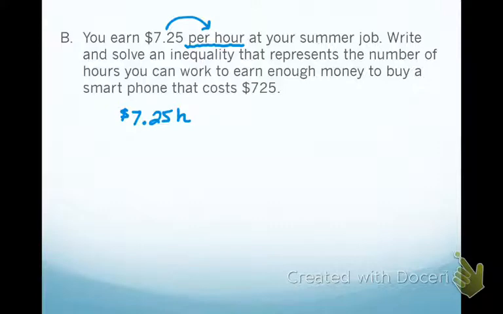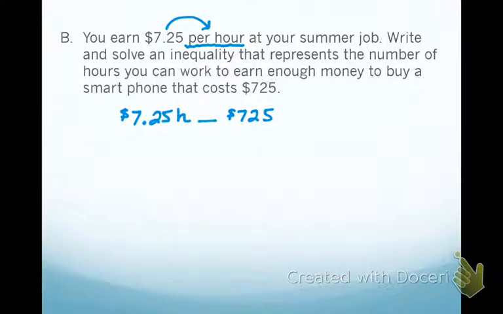Now this is what it says. Write and solve an inequality. Inequality means I don't want an equal sign. I want a greater than, a less than, a greater than or equal to, or a less than or equal to sign. Now, what's the amount of money that we're trying to earn up to? $725. So let's put that down because we know that. Now, could I earn exactly $725? Yes, so let's put our equal symbol.